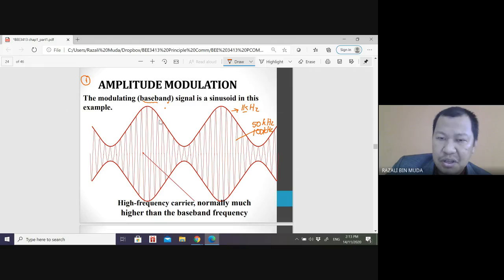If you can see here, for this high frequency signal the frequency is constant, but the amplitude is changing. It's changing according to the amplitude of the baseband, right? We will discuss this later. So in amplitude modulation, the high frequency carrier is normally much higher than the baseband frequency. So this is baseband, 1 kilohertz. Carrier is 100 kilohertz.